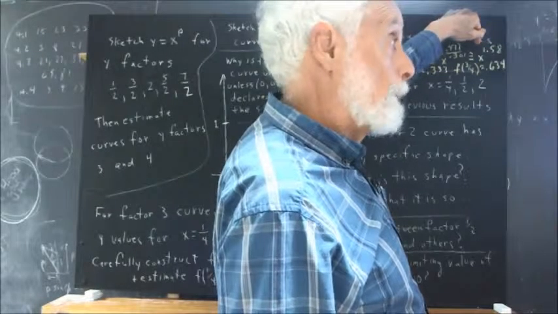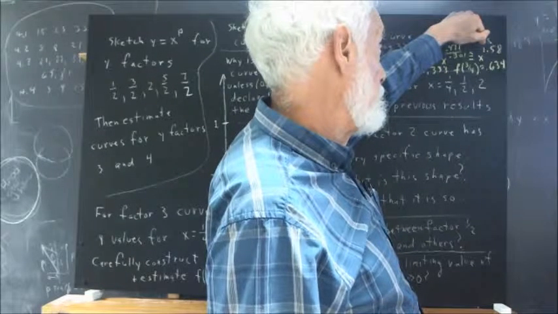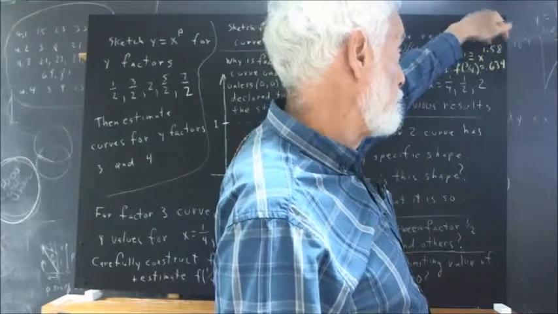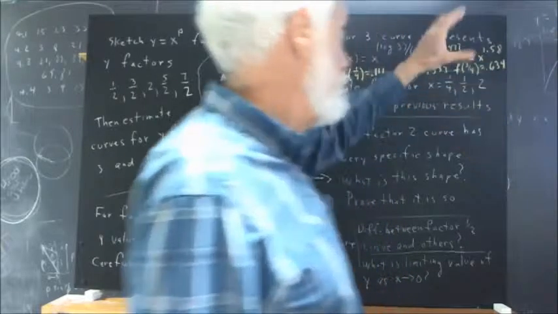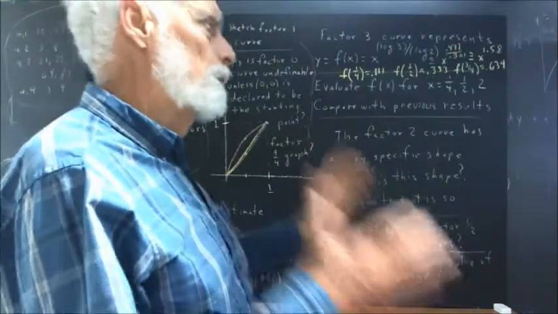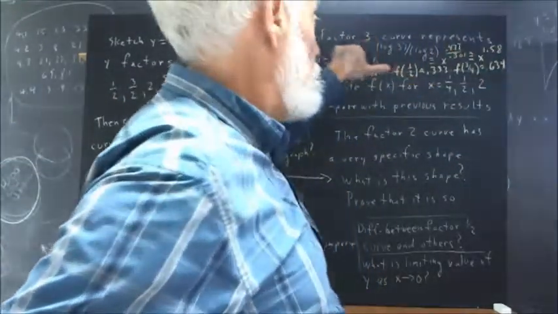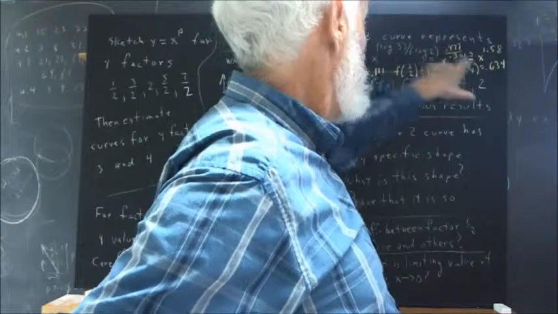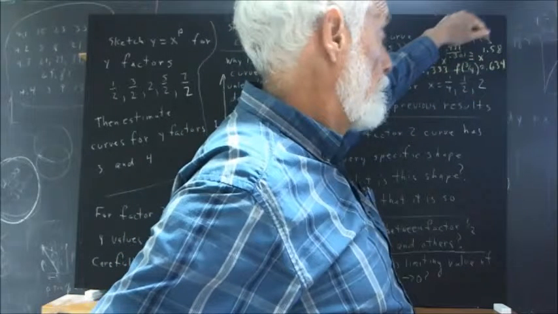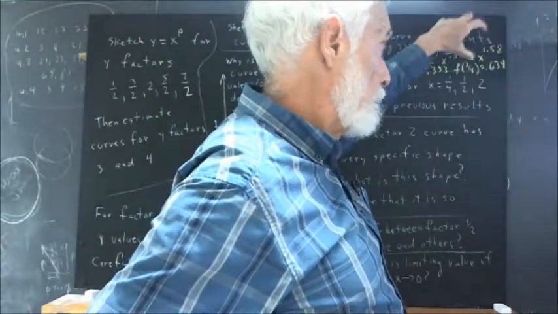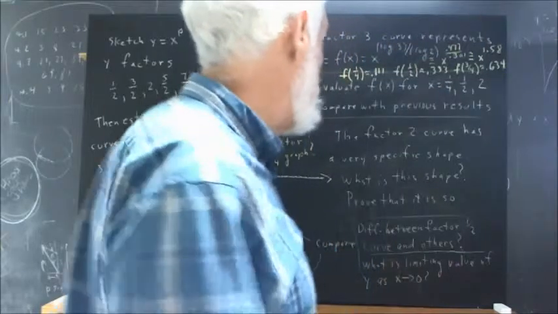It'll probably give you 1.58 or 1.59 because this number is actually very close. The next digit is 4 here, very close to halfway between 1.58 and 1.59. Well, then we see that our factor 3 curve represents the power function x to the 1.58, or at least is a very good approximation to the correct power.